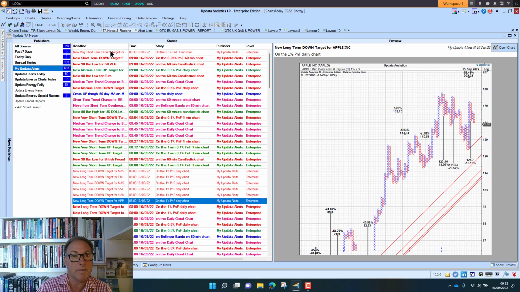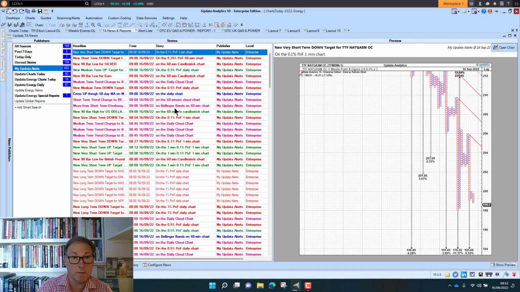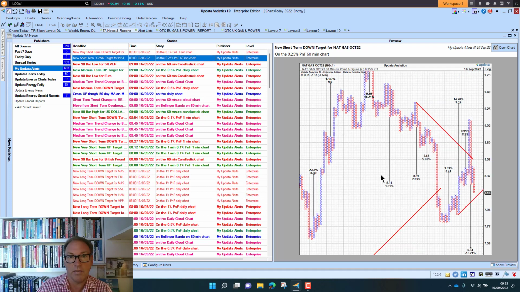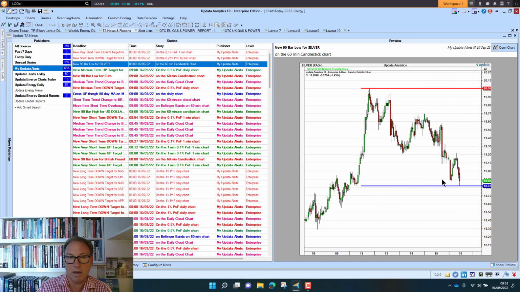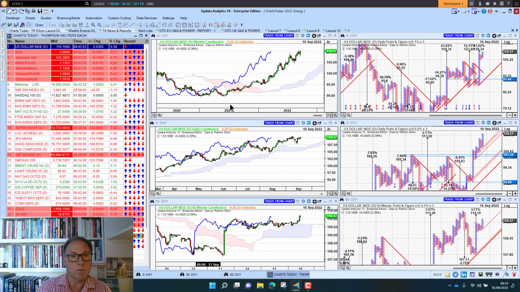And remembering, and then also the very short-term targets. So here we're seeing one this morning on TTF. The very short-term targets kicking in on the 1 minute charts, because the very short term is on the 1 minute. The short-term targets on the 60-minute chart. So here we're seeing one on US Nat Gas, for example, a new 90-bar low on silver. All these alerts coming in. So that's really quite interesting just to watch these alerts and how they marry up with what I'm seeing on the screen.